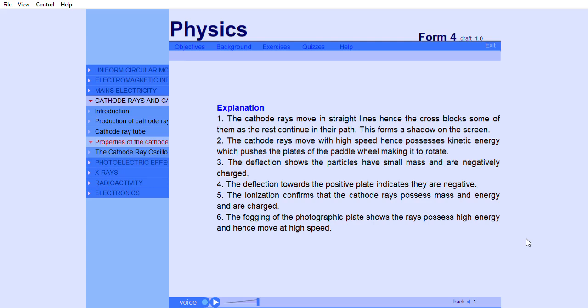The cathode rays move with high speed, hence possess kinetic energy, which pushes the plates of the paddle wheel, making it rotate. The deflection shows the particles have small mass and are negatively charged. The deflection towards the positive plate indicates they are negative. The ionization confirms that the cathode rays possess mass and energy and are charged. The fogging of the photographic plate shows the rays possess high energy and hence move at high speed.